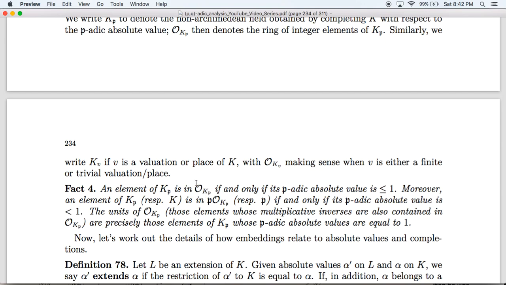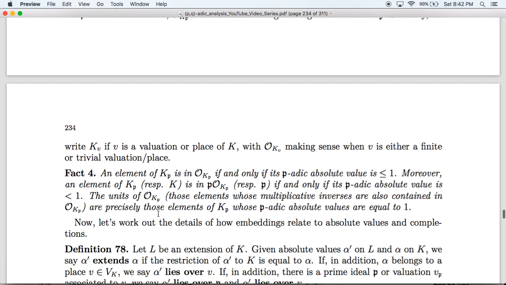OKP is an example of what is known as a local ring, because it has a unique maximal ideal, namely this guy right here, and Kp is then called a local field. The units of OKP, meaning those elements whose multiplicative inverses are also p-adic integers, are precisely those elements of the p-adic completion of K whose p-adic absolute values are equal to 1.